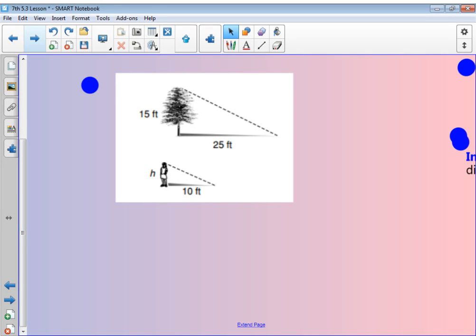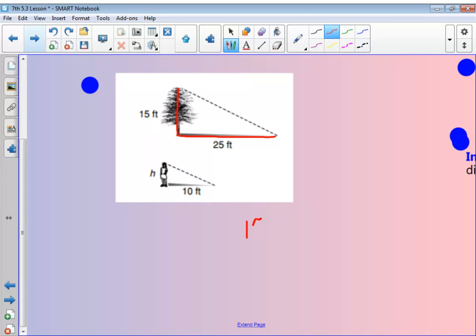Okay, so this time we're trying to figure out the height of the person. So probably not as likely to go through and do indirect measure this way because it would be easier to measure the height of the person than the height of the tree, but we can still use it as a practice method. Okay, so we have the height of the tree is 15 and the shadow is 25.